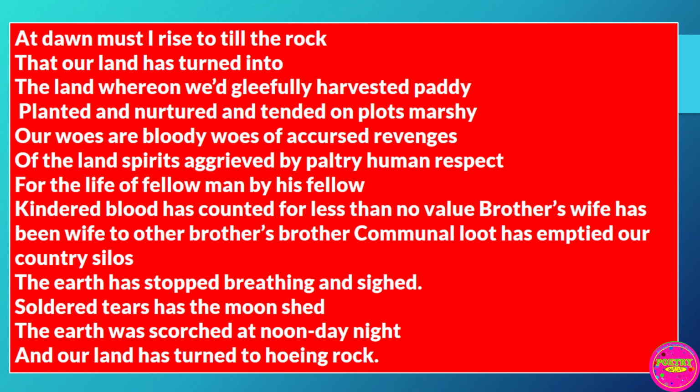The poem again. At dawn must I rise to till the rock that our land has turned into, the land whereon we gleefully harvested paddy, planted and nurtured, and tended on plums mushy. Our woes are bloody woes of accursed revenges, of the land spirits, agreed by paltry human respect, for the life of fellow man by his fellow. Kindred blood has counted for less than no value. Brother's wife has been wife to other brother's brother. Communal loot has emptied our country's silos. The earth has stopped breathing and sighed. Shoulder tears has the moon shed. The earth was scorched at noonday night, and our land has turned to hoeing rock.